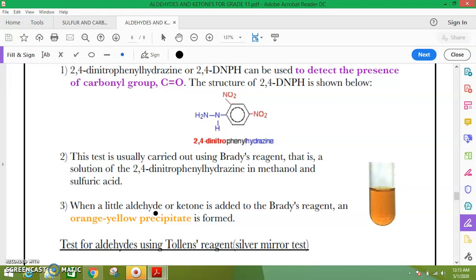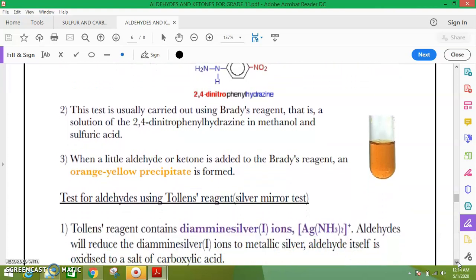When a little aldehyde or ketone is added to this reagent, Brady's reagent, an orange-yellow precipitate is formed. Like this, orange-yellow precipitate formed. It means there is an aldehyde or ketone, both. Why? Because we are finding the carbonyl group, C double bond O, which is present in aldehydes as well as ketones. So if you get this color, the presence of the carbonyl group is confirmed.